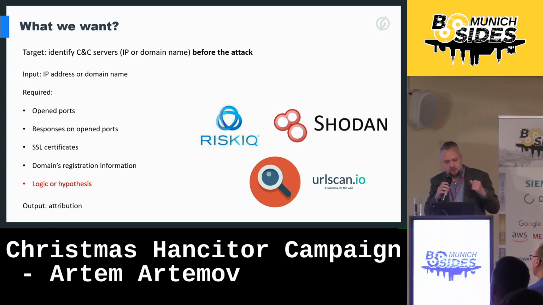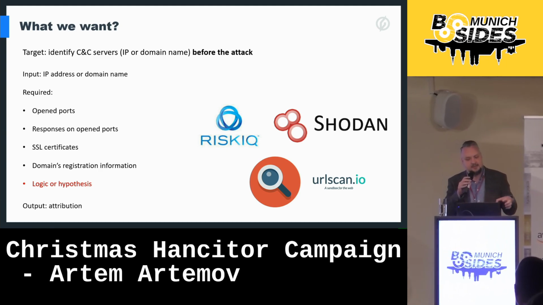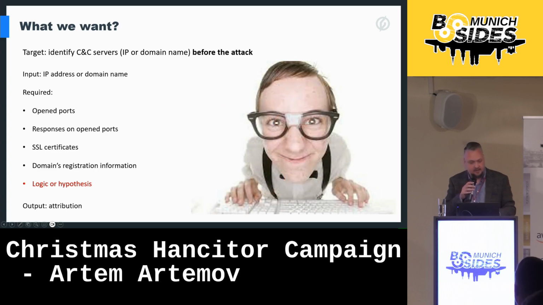So, to identify a command and control server before the attack even started, we need a few things. We need the information on the analyzed server, like open ports, answers on those open ports, SSL certificates on these ports, domain registration information, and you can get this information from RiskIQ, from Shodan, from URLScan. But of course, you also need the specific guy who can reverse the malware, who can find the dependencies between all the things. The guy like this.